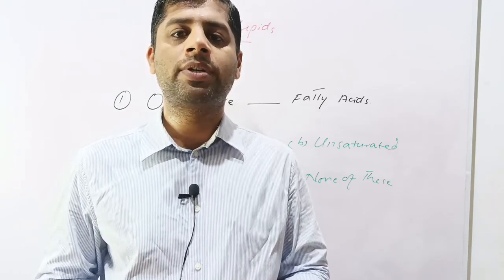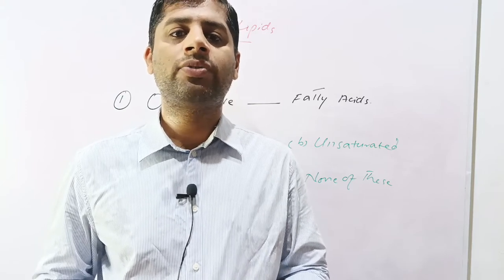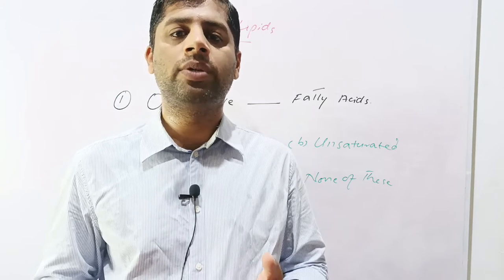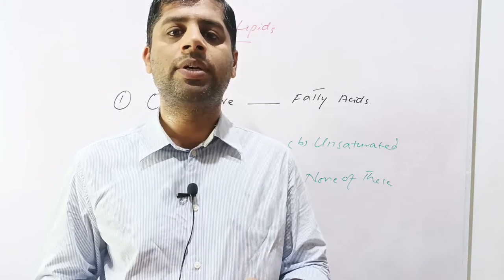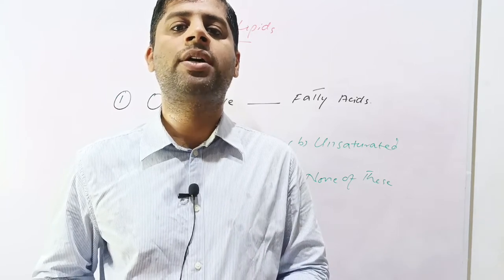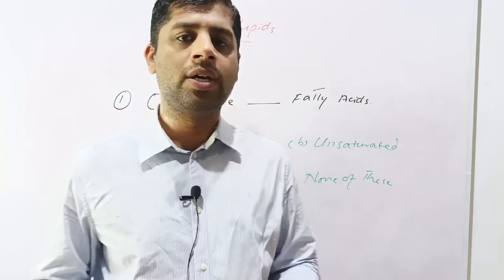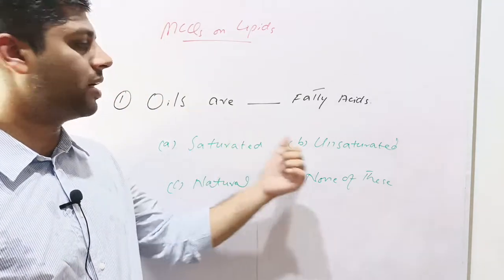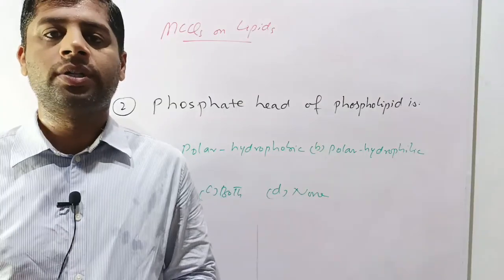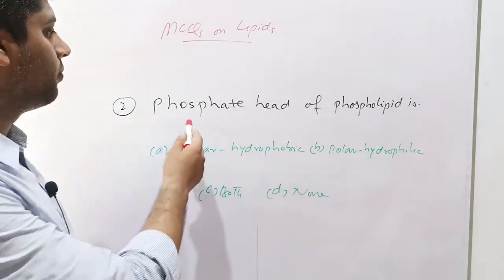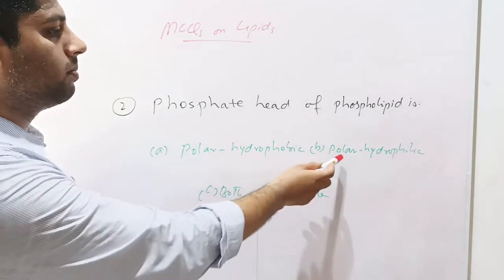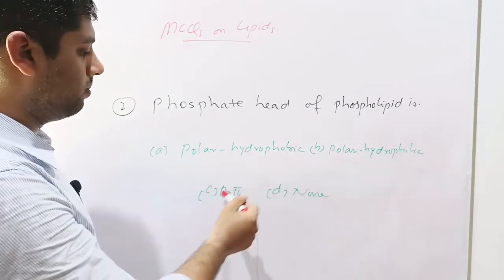These are solids at room temperature, like fats. While the unsaturated fatty acids are those in which there are multiple bonds between the carbon atoms. There may be double bonds or triple bonds, but the condition is that there must be at least one double bond between the carbon atoms. And these are liquids at room temperature, for example, the oils. So he is asking about the oils. So oils are unsaturated fatty acids. Option B is correct.